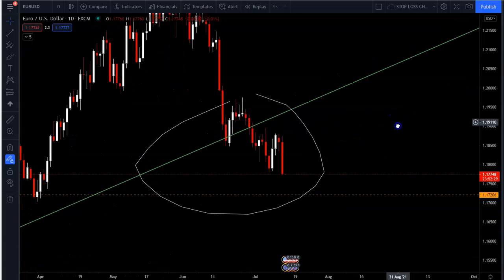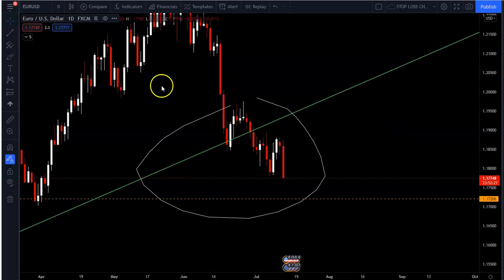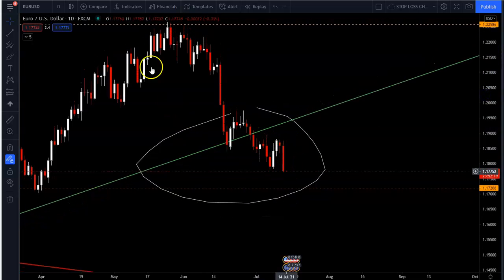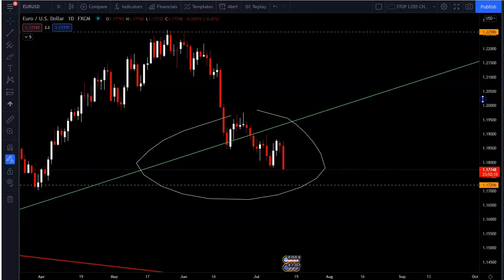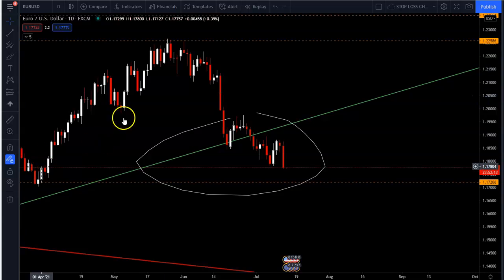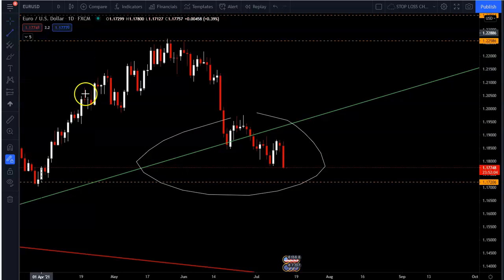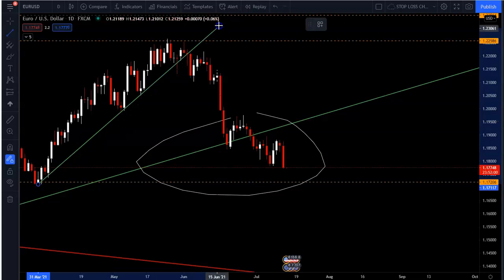All right, here we are. So looking at the daily chart, we do see that price is moving bearishly. We have lower lows and lower highs here, right? And so in this area up here, where price had broken the trend line, let's go ahead and draw a trend line from here to here. All right.